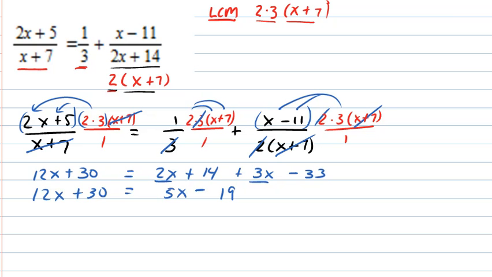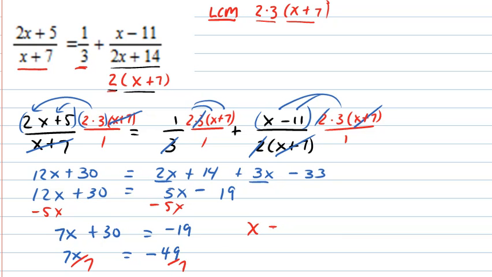Now, getting x on one side, we subtract 5x from both sides, and we end up with 7x plus 30 equals negative 19. Subtract 30 from both sides, and 7x equals negative 49. That's kind of nice, because now when we divide by 7, we end up with x is equal to negative 7.